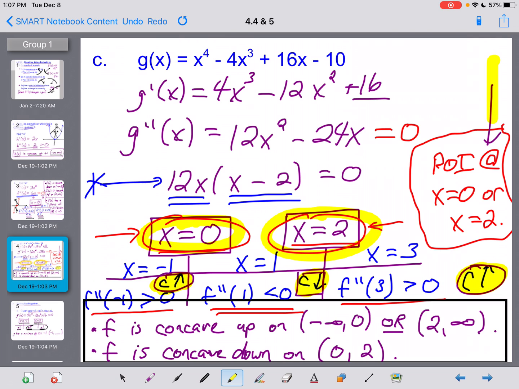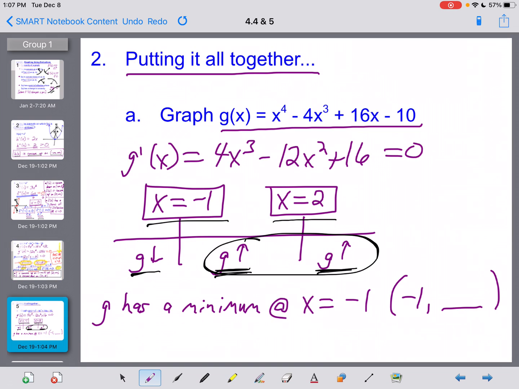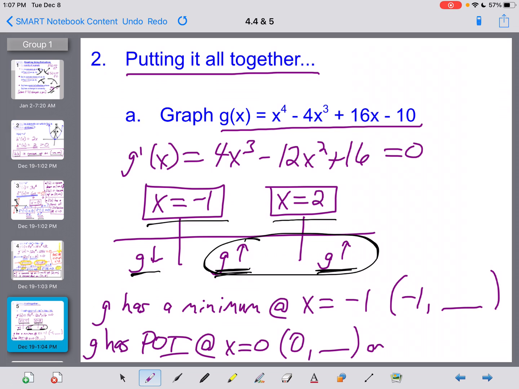So, focusing on this fact right here, guys, we know that we've got points of inflection at x equals 0 or at x equals 2. So I'm going to go ahead and write that information right down here. So G has a point of inflection at, and we knew that it was at x equals 0. And I'm going to go ahead and write that as an ordered pair here. So it's going to be 0 comma something. Or another one we said at x equals 2, which is going to be 2 comma something.